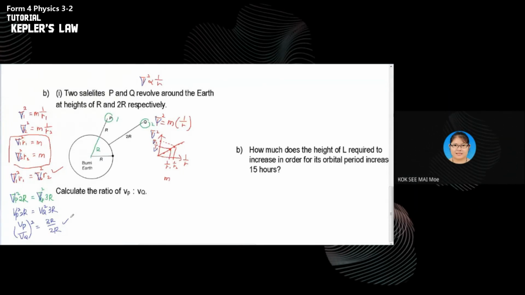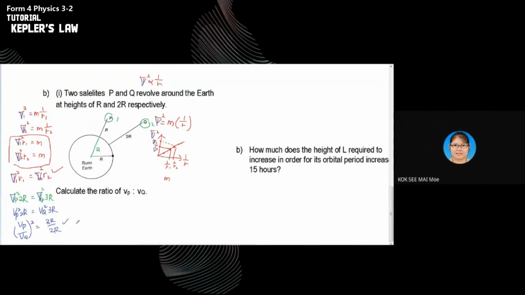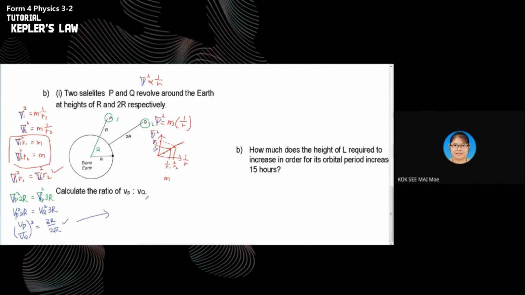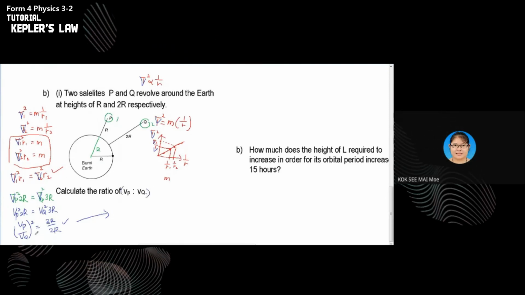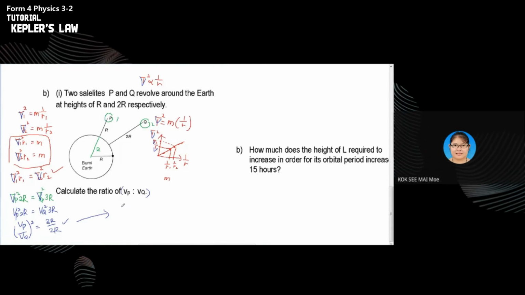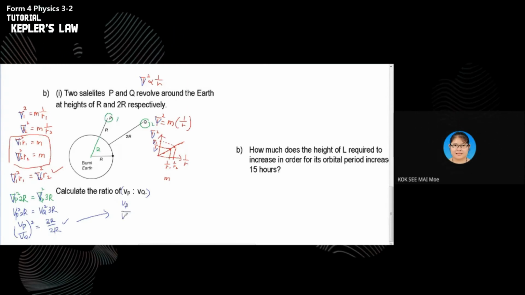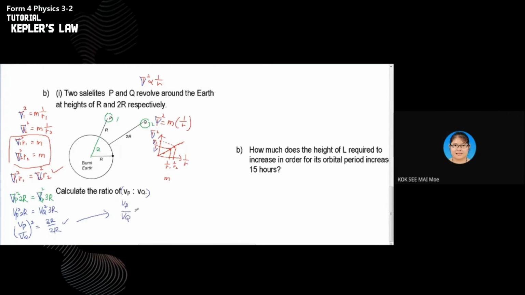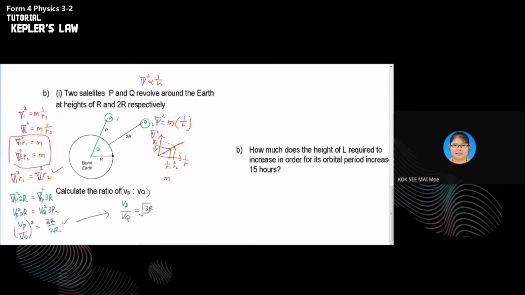Hello? You just change become T. Yes, so I continue here. Okay, now, because you want to find the ratio VP and VQ, not the square one. So the square, you must remove the square. So now, VP versus VQ equals square root 3R over 2R.